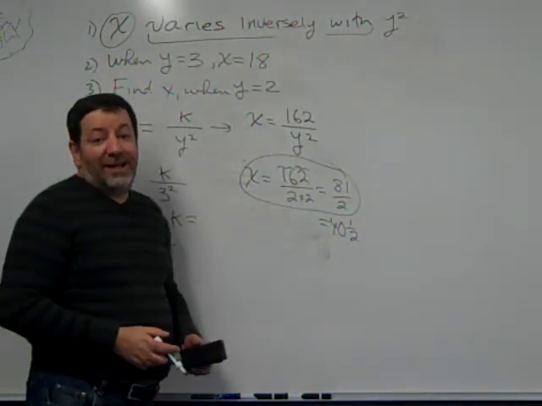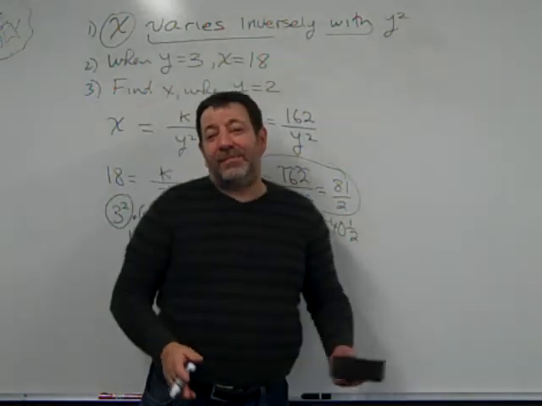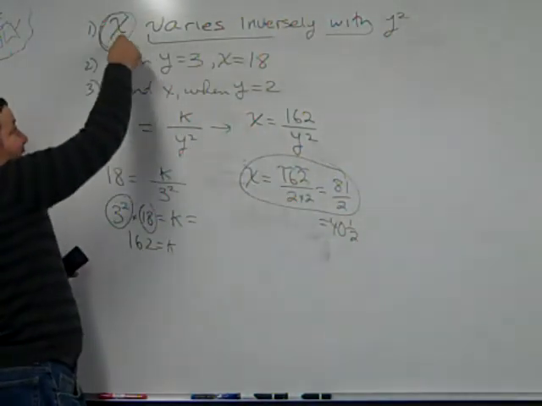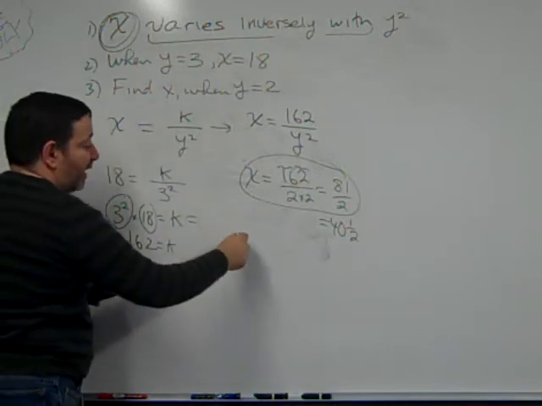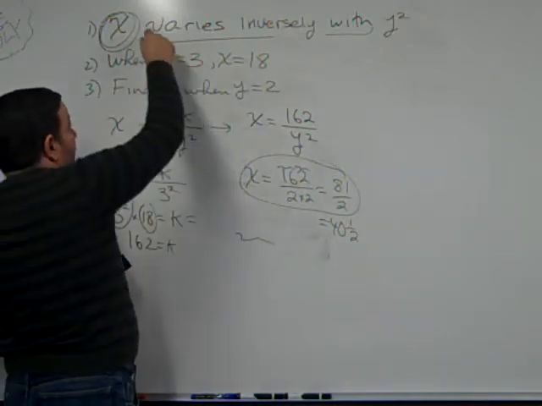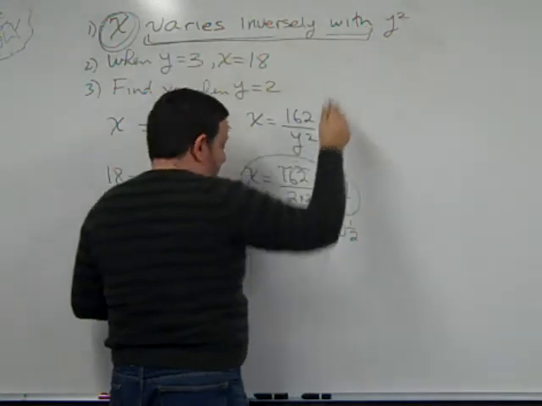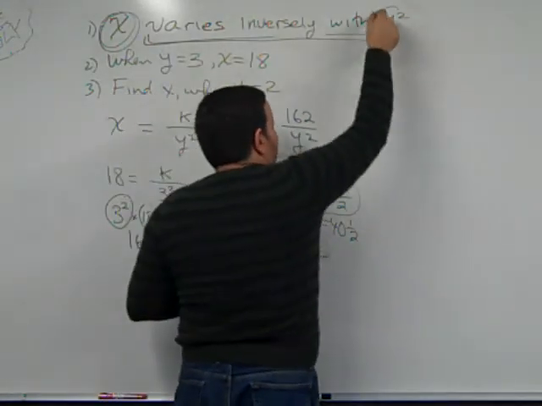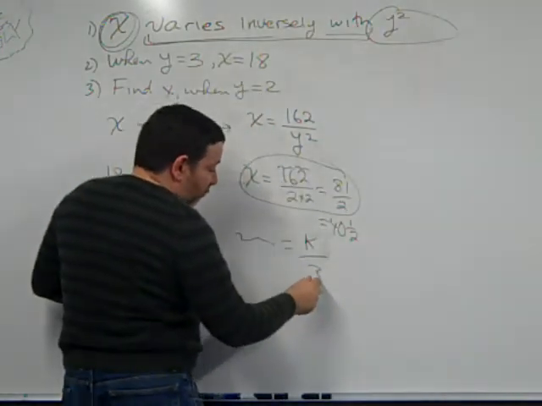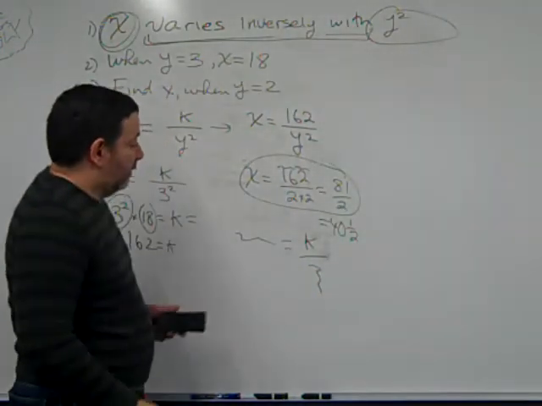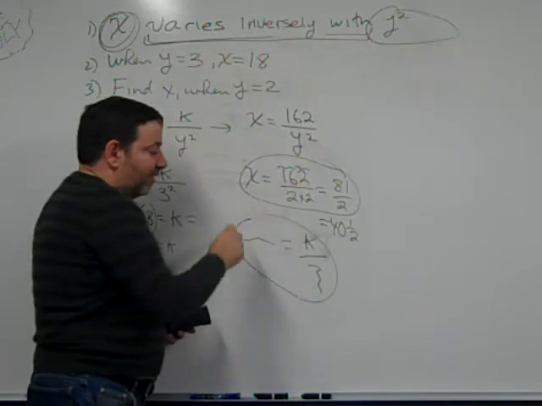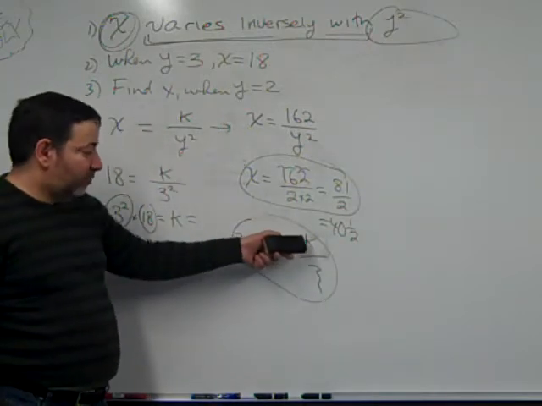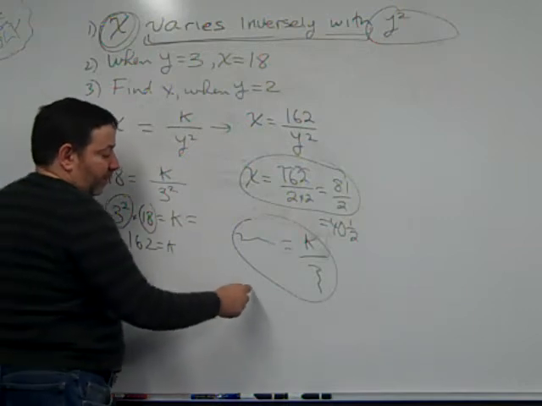Know your 2 vocabulary words. Do not be afraid of the problem. Whatever they put here, you write down. Whatever it is. Varies inversely with means k over. And whatever they put here, you put down there. And your initial equation will never be wrong. And this times this will always equal k.